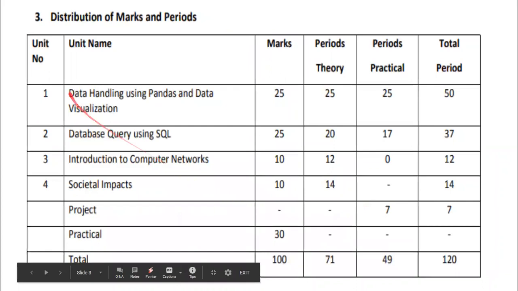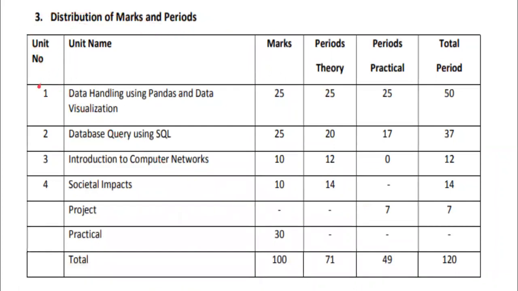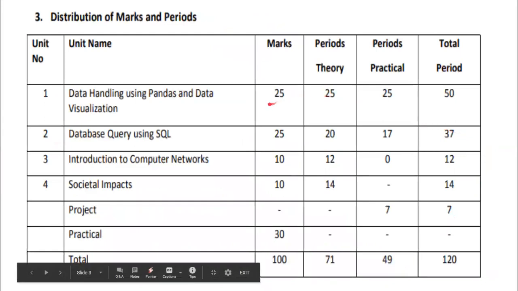Then in the next slide, they have given the distribution of the marks. So here now we have only 4 units, not 5 units. Before we had 5 units, now we have only 4 units. The first unit is data handling using Pandas and data visualization. What you create with the Pandas data, you can visualize with this. For that, 25 marks. So unit 1 contains 25 marks.